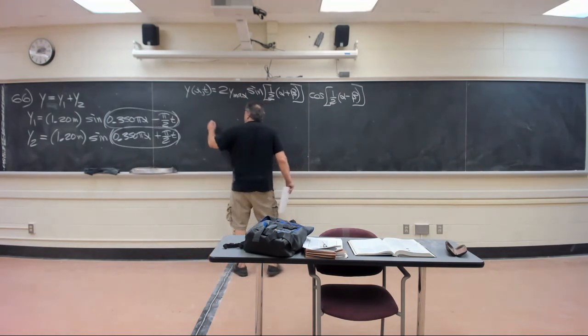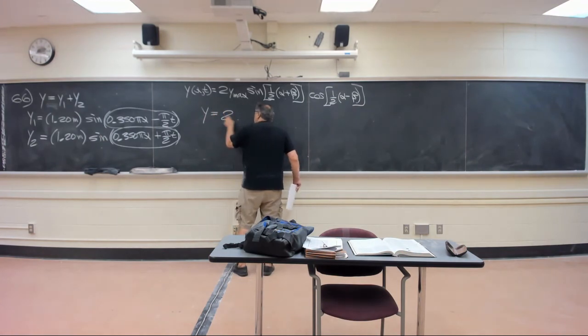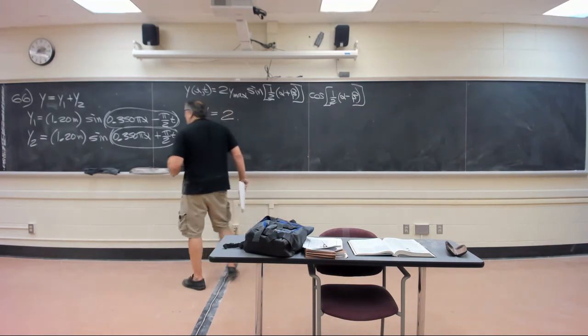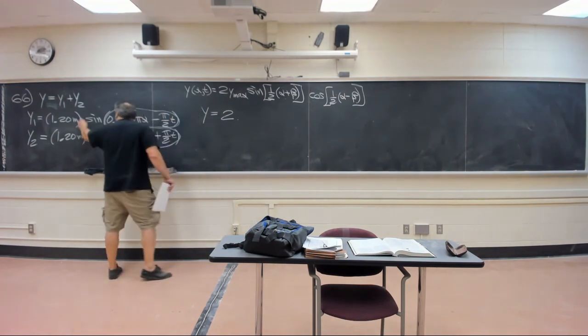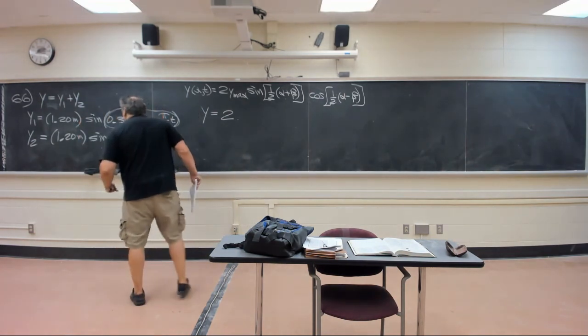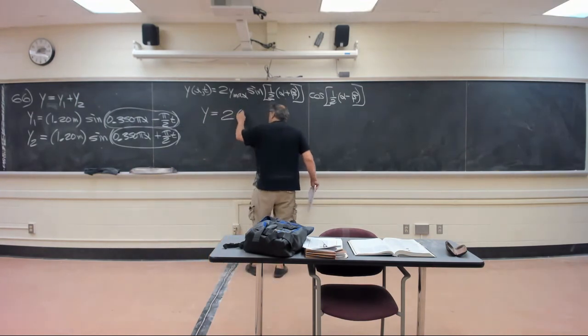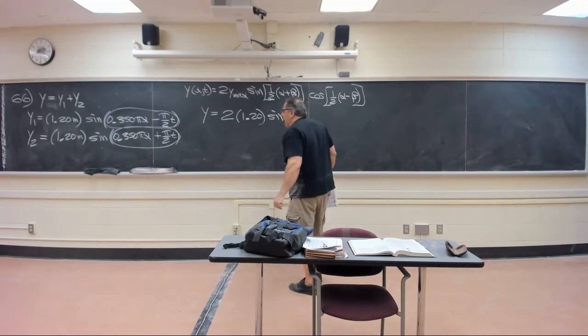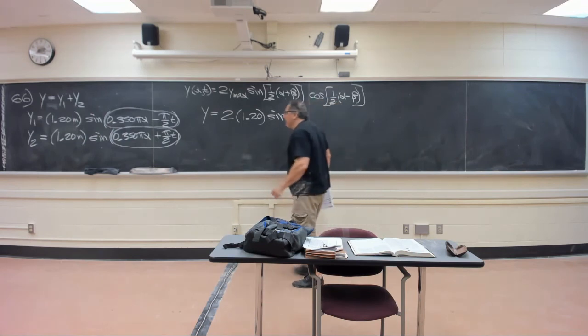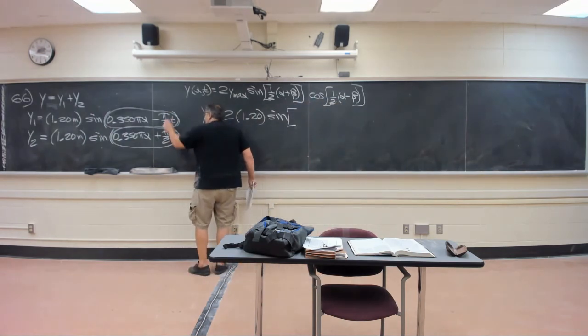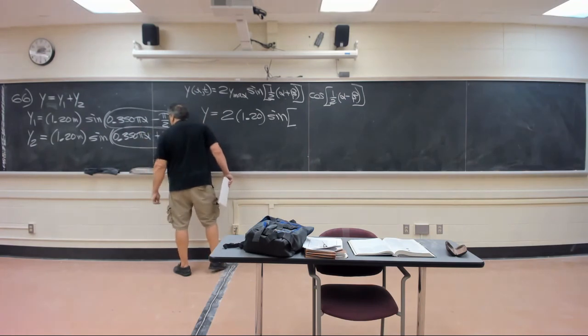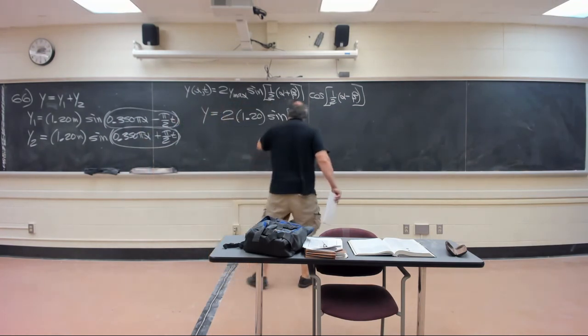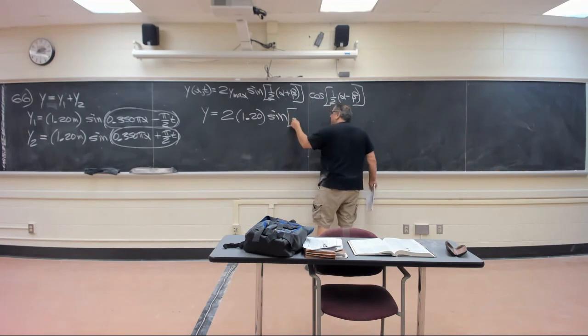So on this one, y is going to be 2 Y max, and they even put the max in front of us. The Y max was 1.20. You're just going to double it. Then you're going to go sine. Take them together, go half. Add these two, you got 0. Add these two, you got 0.7 pi x. Then divide it by 2. You got 0.35 pi x.